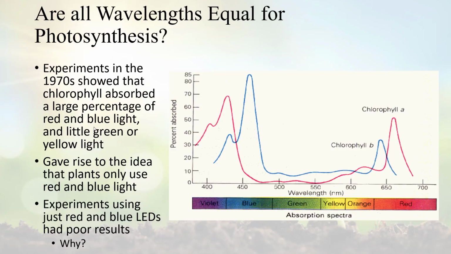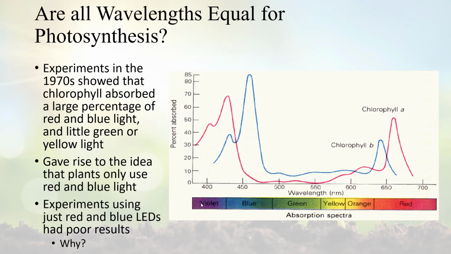Now, we've already talked about how we have different wavelengths of light. In the visible light spectrum, that really runs from 400 to 700 nanometers wavelength. So we have all these different wavelengths. Are they all equal for photosynthesis? Do they all drive photosynthesis the same way? Is one color of light better than a different color of light?